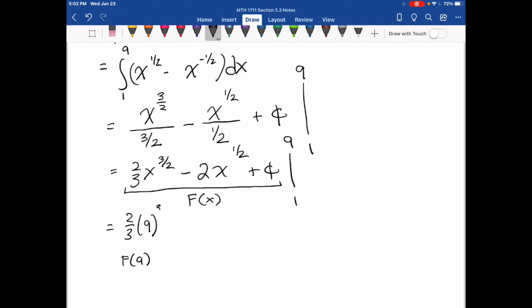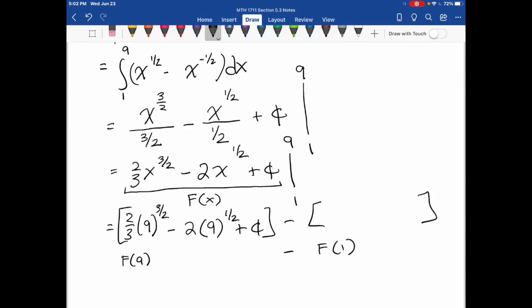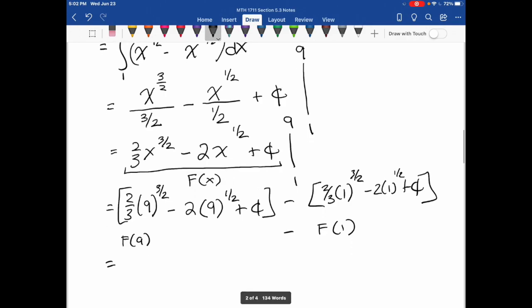When I plug in 9, I get 2/3 times 9 to the 3/2 minus 2 times 9 to the 1/2 plus my constant. So that's my capital F of 9, and I'm going to subtract my capital F of 1. So when I plug in 1, I get 2/3 times 1 to the 3/2 minus 2 times 1 to the 1/2 plus c.